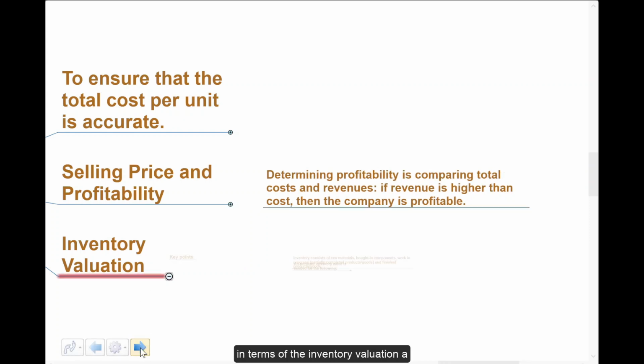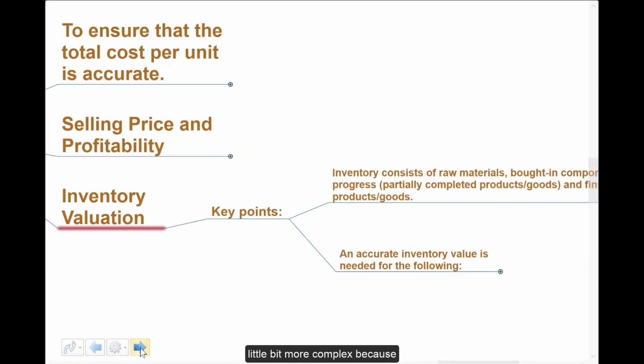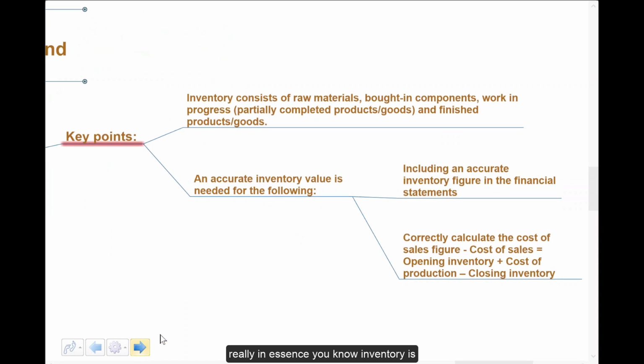In terms of inventory valuation, it's a little bit more complex, because in essence, inventory is anything from raw materials or components, work in progress, to finished goods. Inventory forms a number of different things. In effect, you could look at that as stages in a process, from raw material all the way up to finished goods.